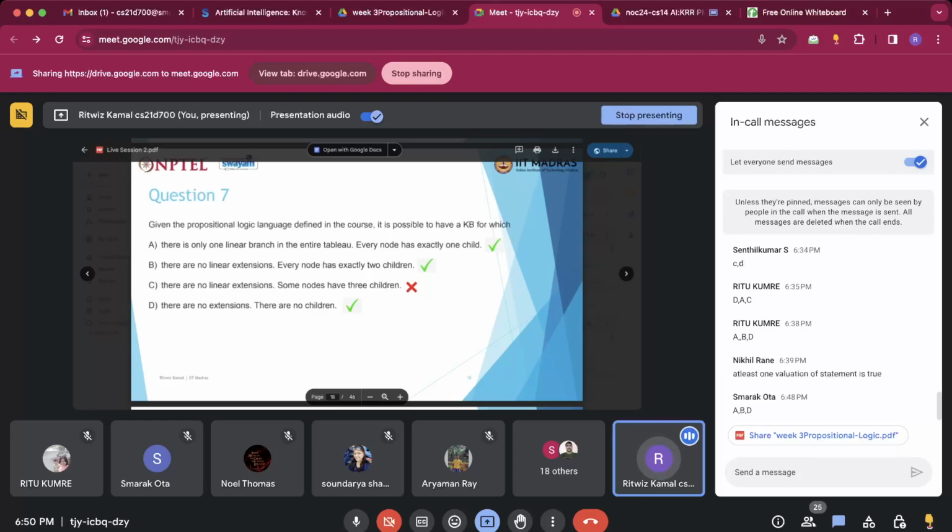The third option, however, is not possible because nodes cannot have three children, because we are talking about binary and unary connectives over here, right? So they need to have one operand for a unary connective and two operands for a binary connective, right? So we cannot have three children. A branch can result in two children only. So option C is incorrect. Is that okay? Should we move on to the next question?